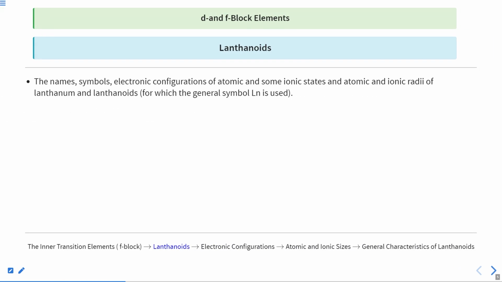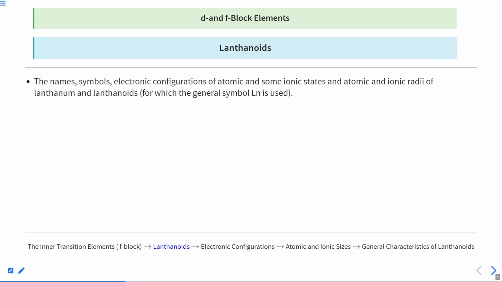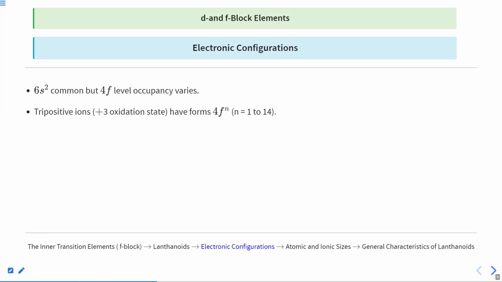Now the names, symbols, and electronic configurations of the different lanthanoids are given here. We'll see that chart: the names, symbols, electronic configurations of atomic and some ionic states, and atomic and ionic radii of lanthanoids and actinoids. This is about electronic configuration. Plus 3 is the common or stable oxidation state for lanthanoids.